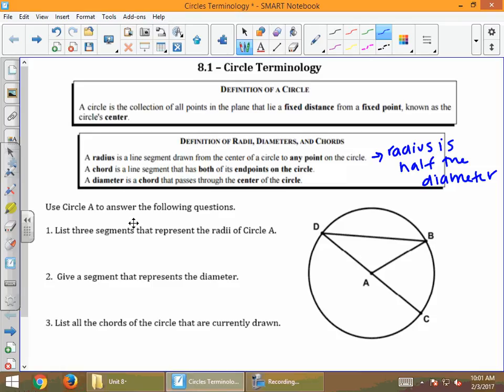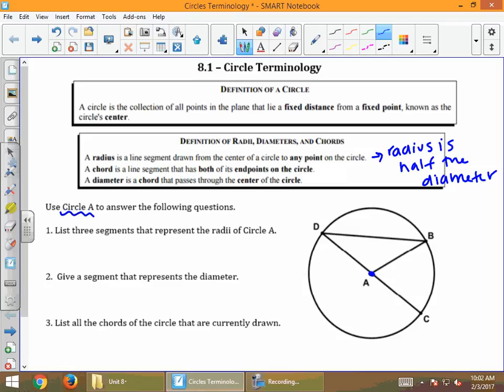So we look at this circle, and circle A, meaning A is the center of your circle. Circle P, then that's telling you point P is the center. Circle R, that's telling you that R is the center. So whatever point comes after the word circle, that's telling you what your center is. Okay, so here's our center because it said circle A. So we know that. List three segments that represent the radii of circle A.